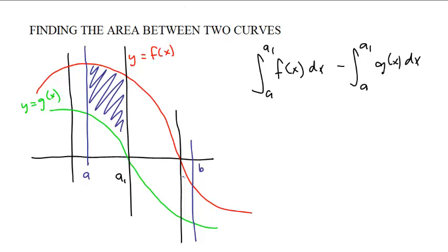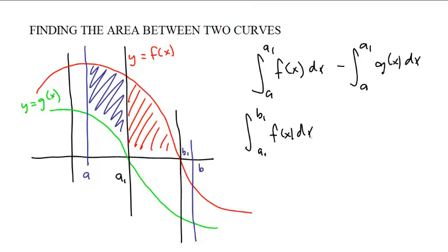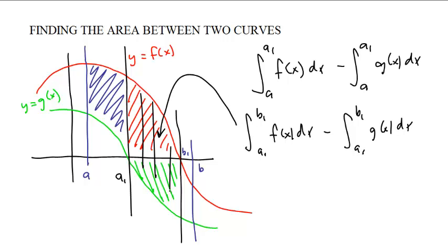Now, if we go from a1 to, let's call this point b1, what do we want here? Well, this red area is the integral from a1 to b1 of f of x dx. Now, this green area down here is the integral of g of x from a1 to b1, but it's a negative number, and we want to add it. What do we do? We subtract that negative number, the integral from a1 to b1 of g of x dx. This gives us this whole combined area.